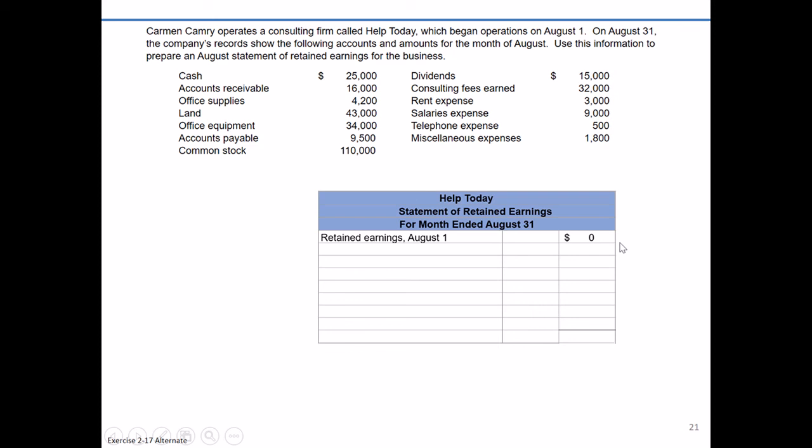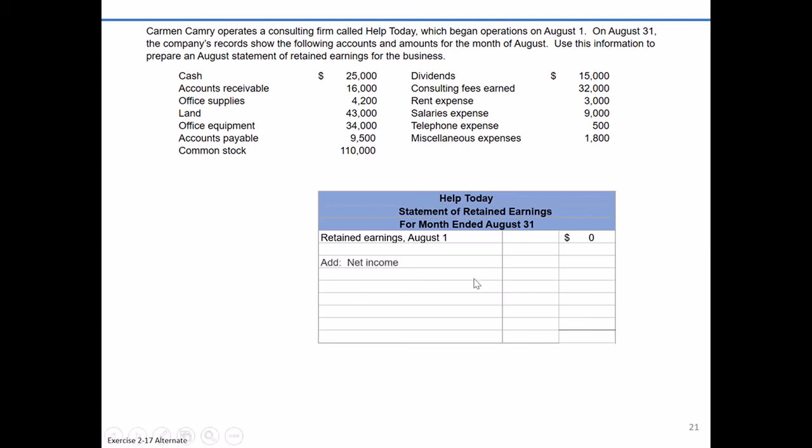Usually, you're not going to be recording a statement of retained earnings for a business in its first period. So typically you're going to have an existing balance that's the end of the year retained earnings for the prior period. But again, we're looking at day one of business, so it's going to be 0.